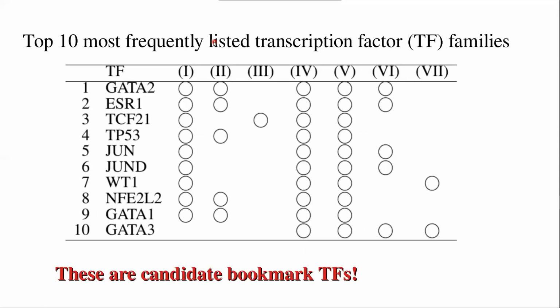The last test is whether the selected 525 transcription factors can work as bookmark TFs. As you can see, these are the top 10 transcription factors that target the 525 genes over these 7 categories. Some of them are known to be bookmark transcription factors during the post-mitotic process. I have no time to explain in detail.